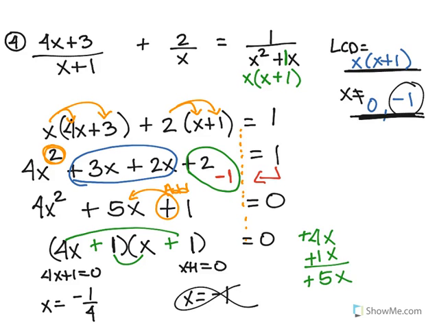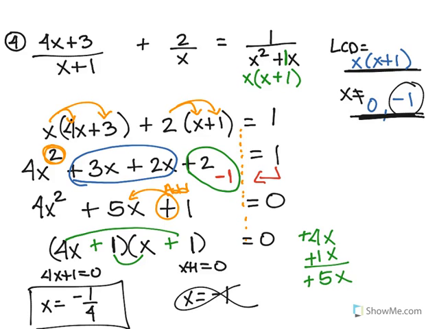Now, let me ask you this, though. Is this one a contradiction? No. Why? I still have an answer. Very good. This time you were blessed with two answers. So you can't say this is no solution. It's just one of my answers didn't work. My actual only answer is negative 1/4. Does that make sense?